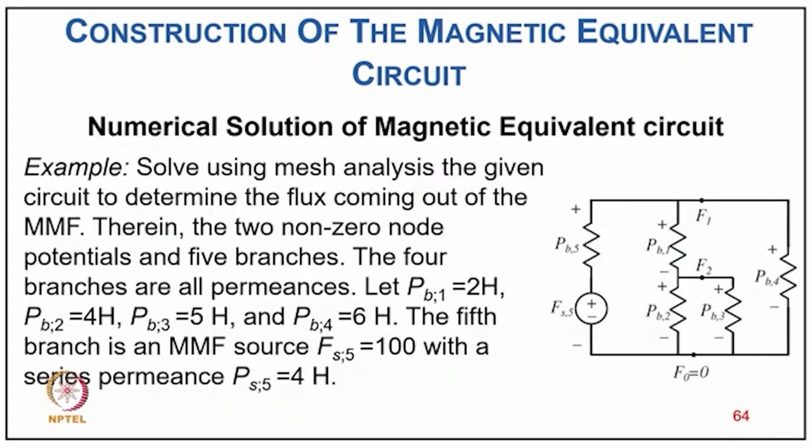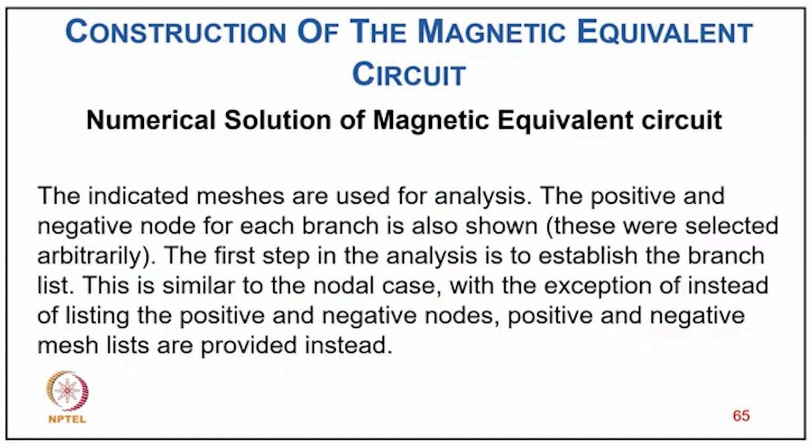With the example here, if you look at the same kind of equivalent circuit, solve the mesh analysis of the given circuit and determine the flux coming out of the MMF and the two non-zero node potentials of 5 branches, with 4 branches of permeances PB1 equal to 2 Henry, PB2 4H, PB3 5H, and PB4 6H, and the fifth branch is an MMF source of FS5 equal to 100 with a permeance of P equal to 4H. So after solving, these indices of mesh are used for analysis. The positive and negative nodes of each branch are also shown.